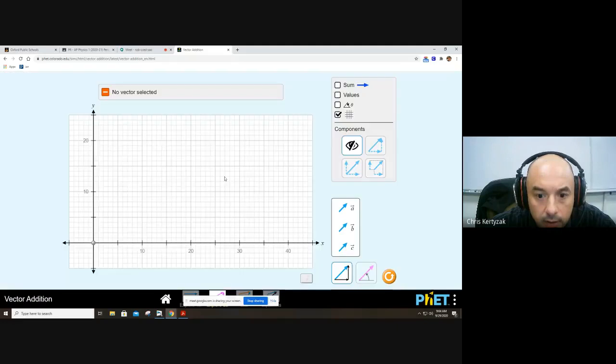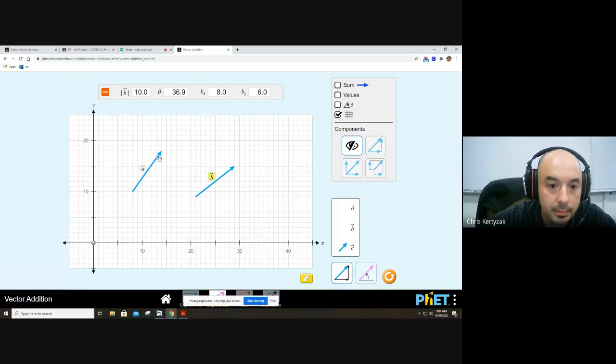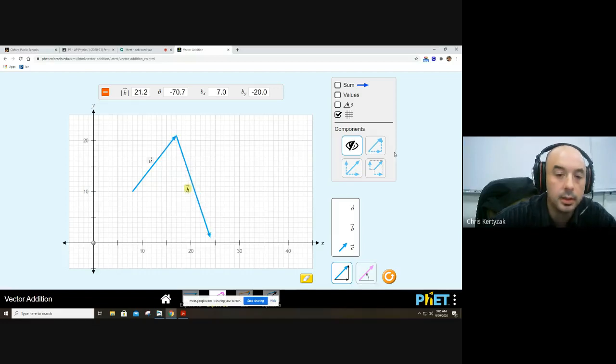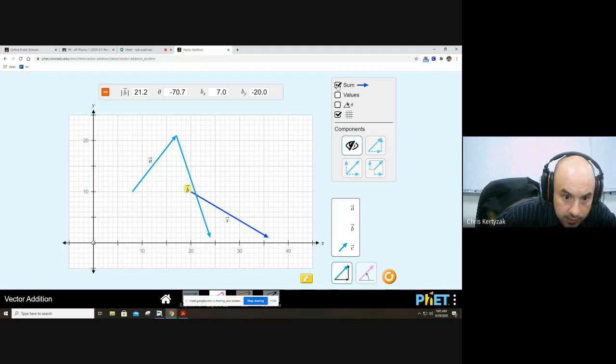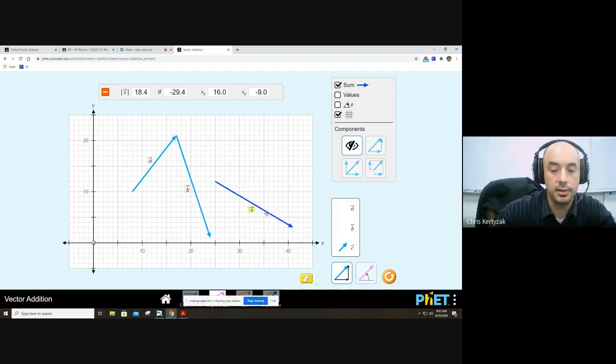Let's try this one. Nope, there's vector A. They've labeled it as vector A and vector B. All right, they're both blue, so now we're back to A and B. So let's say this is vector A and this is vector B. Let's make this one a little longer. Increase its magnitude. Okay, and so now when I hit the sum, there it is. This is now called the resultant vector. It's the answer to the question.